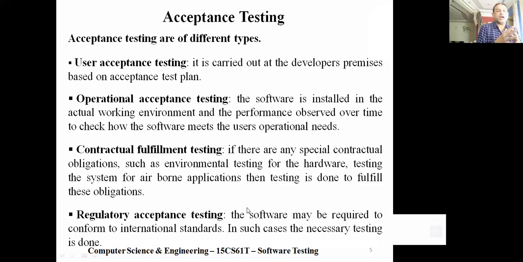So if you have had a contract, or if you've done an agreement between the developer and the client, then you need to test that also. That is what you call contractual fulfillment testing. If you have made an agreement between the customer and the developer, you have signed an agreement that I'm going to perform the actual testing, the real-time testing. So you need to do real-time testing in the real environment.